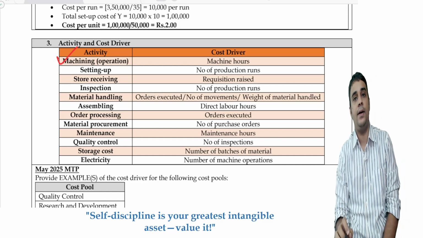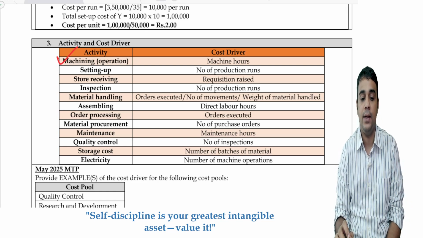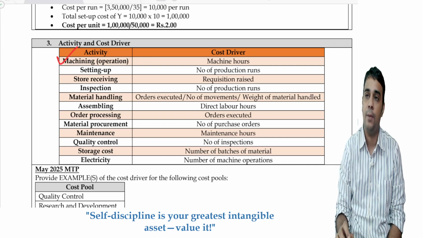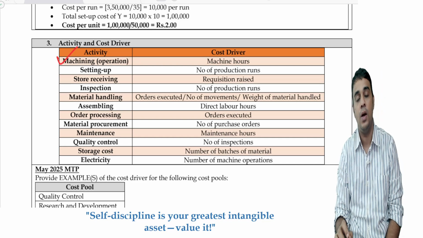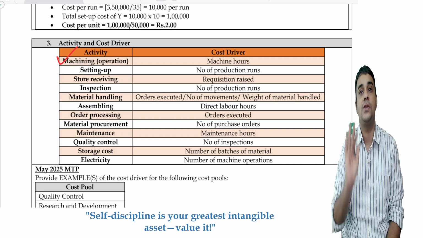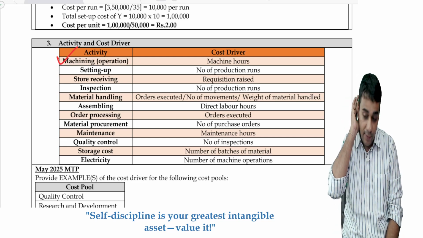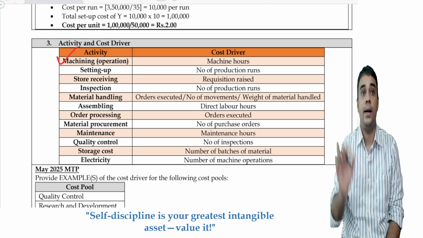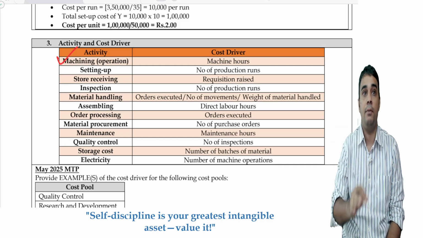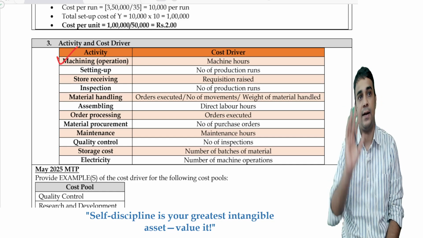Machining can be an activity, setting up can be an activity, store receiving can be an activity, inspection can be an activity, material handling can be an activity, assembling can be an activity, order processing, material procurement, maintenance, quality control, storage cost, electricity cost. You find out various activities of the company. Bharadwaj Institute may say our activities are handling student enquiries, taking classes, evaluating test papers, doing marketing, providing training to employees. These are the 5 activities we have.